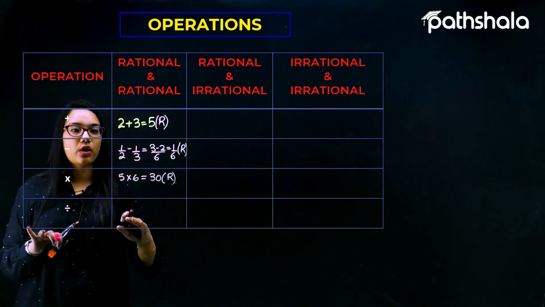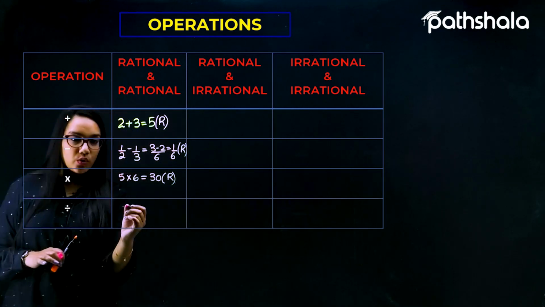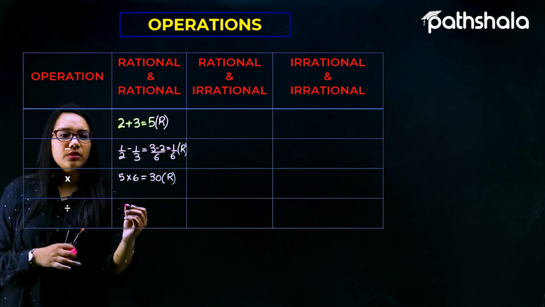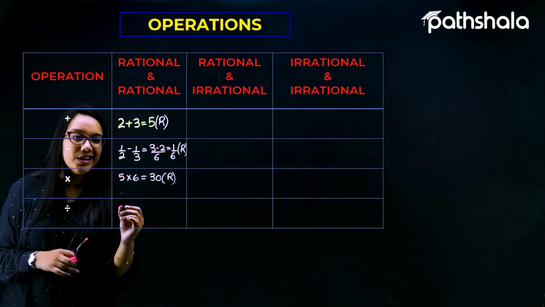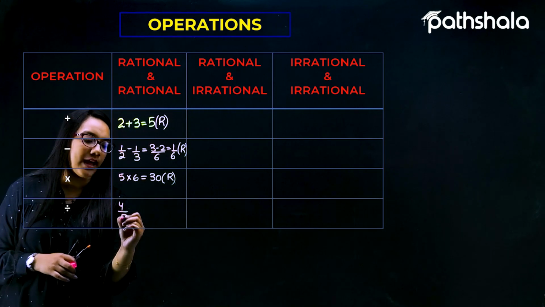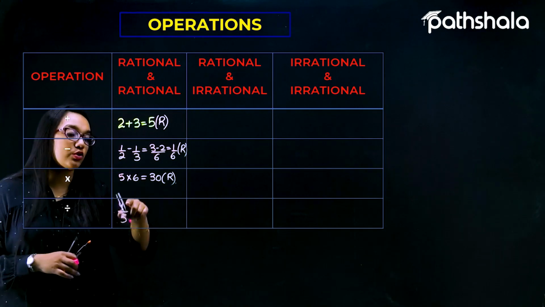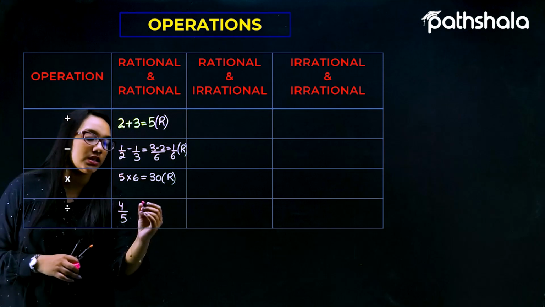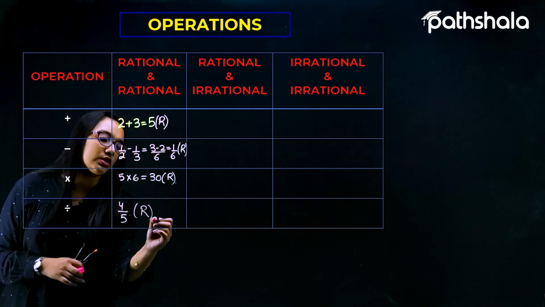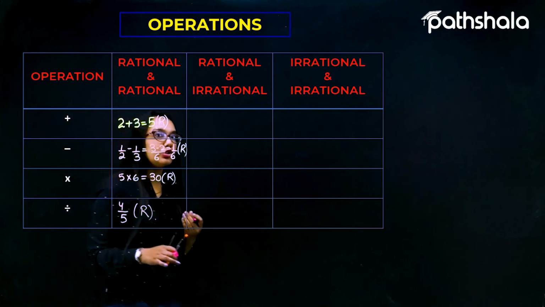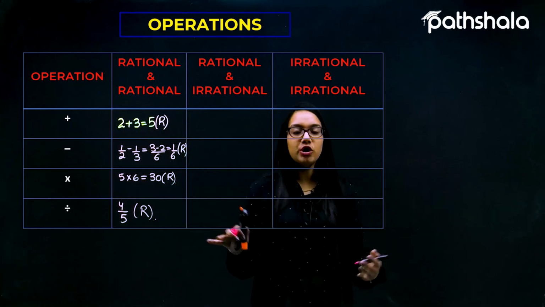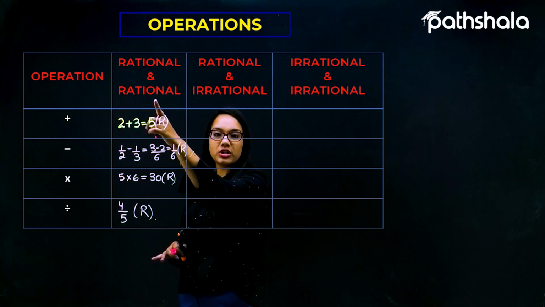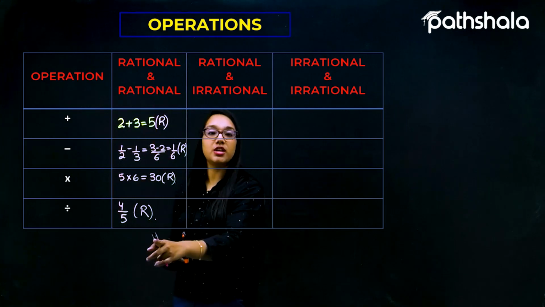Let us suppose we are talking about division of two rationals. You can take any particular numbers, so let us suppose I take 4 and 5, different from 2 and 3. 4 is a rational, 5 is a rational, so the division that we are getting is also a rational. So at the end, what is the conclusion? That the addition, subtraction, multiplication and division of any two rationals is always a rational number.